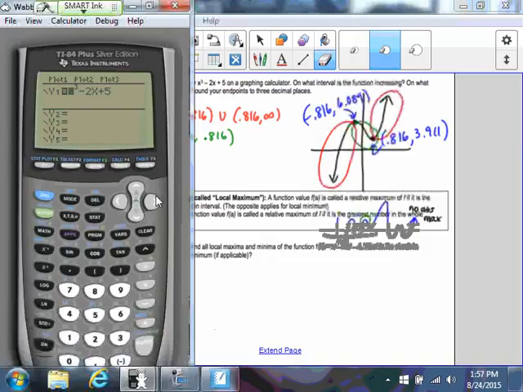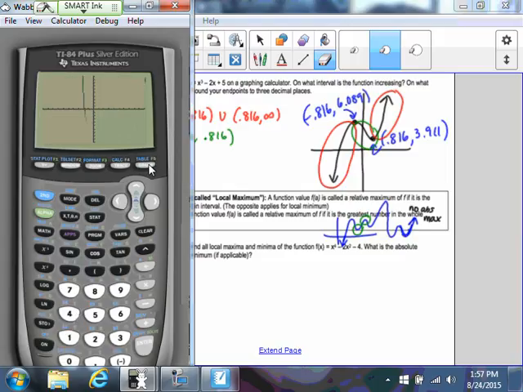So we're going to do x to the fourth minus 2x squared minus 4. Okay. So when you graph it, you should get a little W shape.